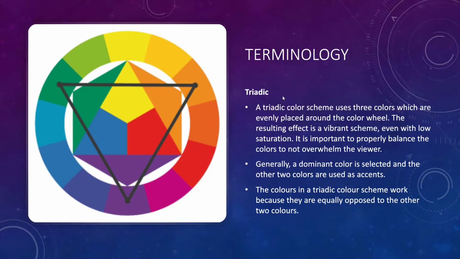So a triadic colour scheme uses 3 colours which are evenly placed around the wheel. So this is like your primary colours, your secondary colours. You can do whatever you want with it. Generally, a dominant colour is selected, and the 2 other colours are used as accents. So, say you were doing purple, you would use green and orange as your accent highlight colours. So, say we go for the big one, right? Red, blue, and yellow, okay?